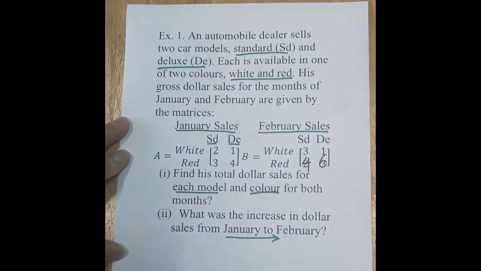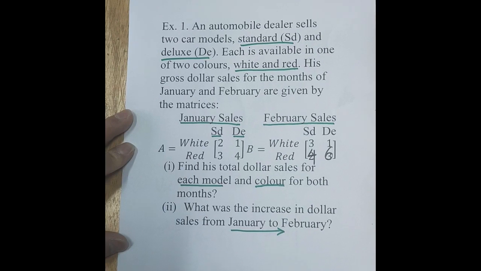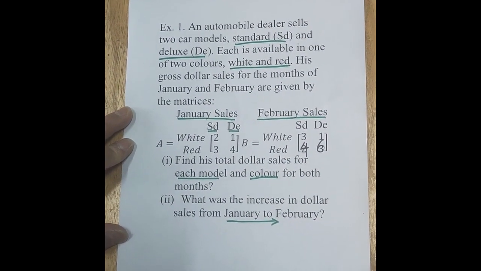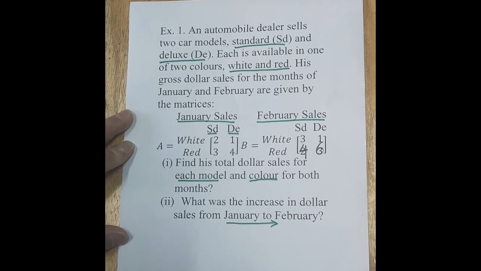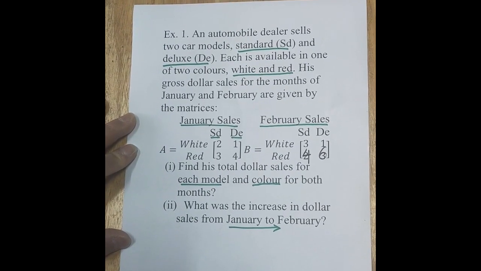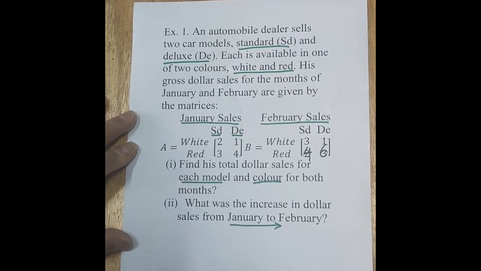An automobile dealer sells two car models, standard and deluxe. Each is available in one of two colors, white and red. His gross dollar sales for the month of January and February are given by the matrices.